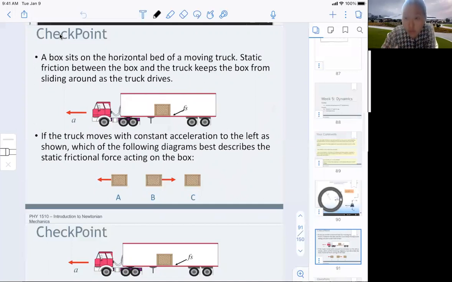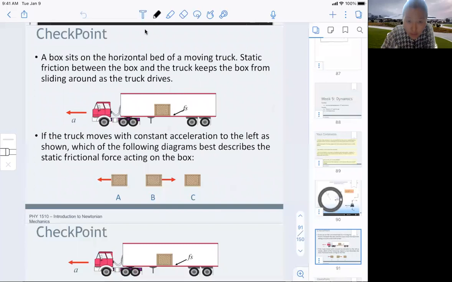First of all, do we all agree there has to be a friction on the box? Should C be correct in the sense that there is no force in the horizontal direction on the box? So what do you think about C? What if someone said, since the box is not moving relative to the truck, it seems at rest to me, then there is no force acting on it. Is that correct? Anybody? It's not correct. Yes, thank you.